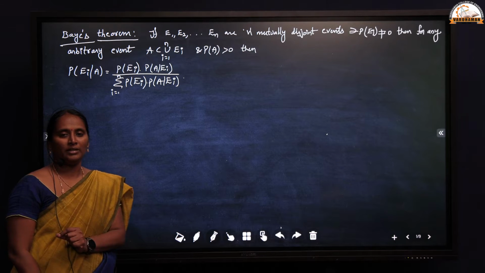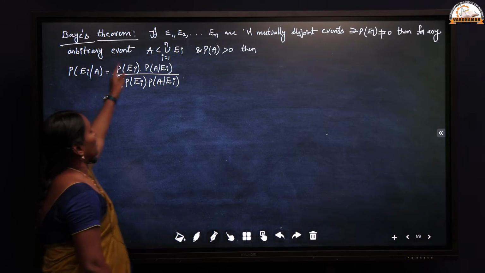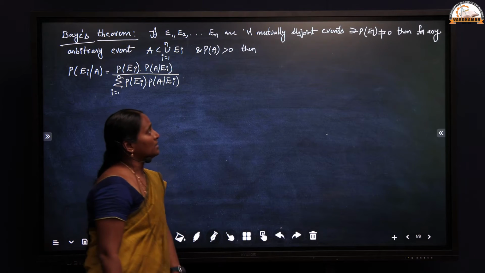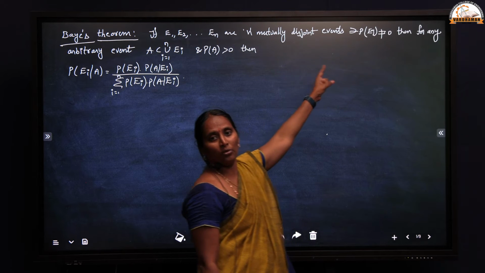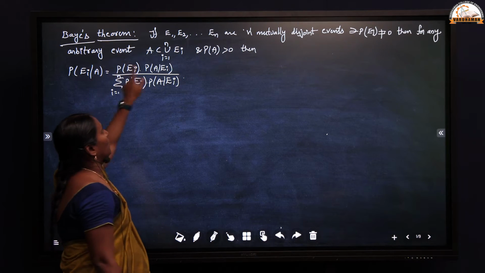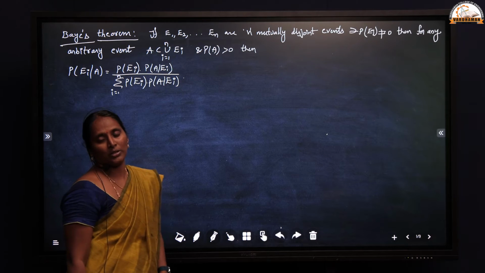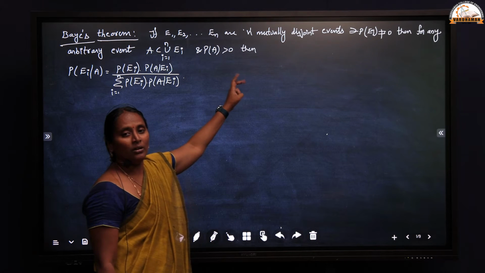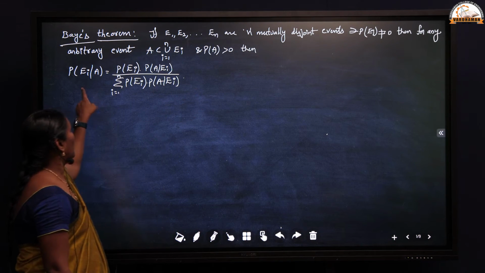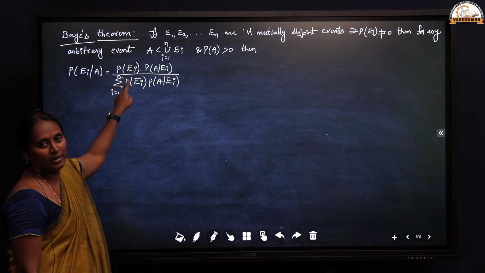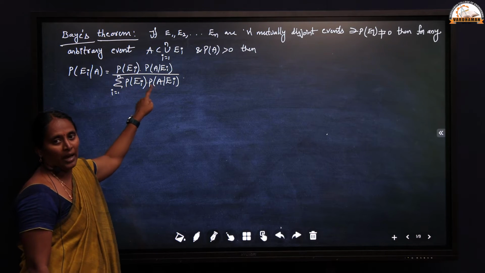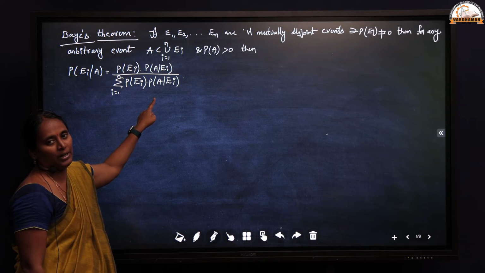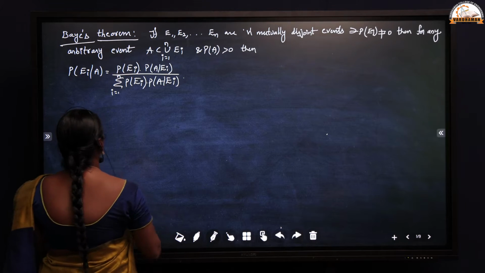Now let us see the statement of Bayes theorem. If E1, E2 and so on up to En are n mutually disjoint events, such that P of Ei is not equal to 0, then for any arbitrary event A which is a subset of the union of Ei for i from 1 to n, and P of A greater than 0, we are going to prove that P of Ei given A is equal to P of Ei into P of A given Ei, divided by the summation over i from 1 to n of P of Ei into P of A given Ei. This is what we are going to prove.